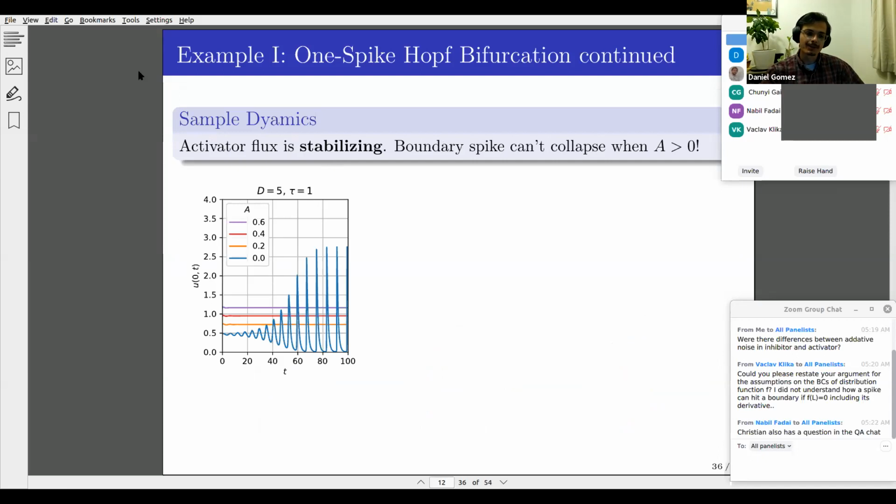Here we see that as you increase A for a particular value of tau, you can stabilize a spike. Here I'm showing the height of the spike at the left boundary. You see when A is 0, it starts to oscillate, and then as you increase A, it just settles.